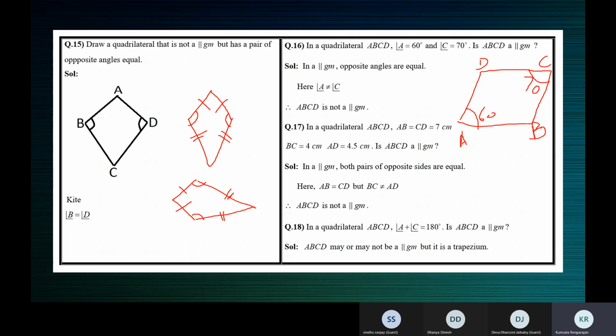Angle A is not equal to angle C. So ABCD is not a parallelogram. You must take care when you name the figure.